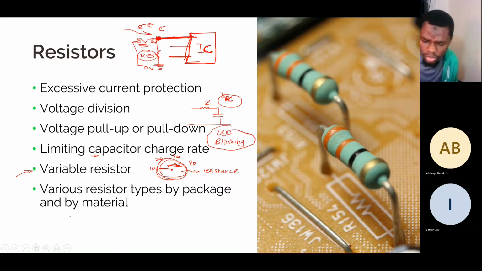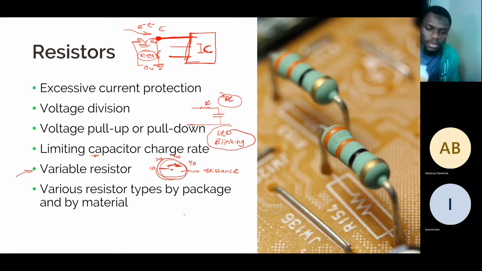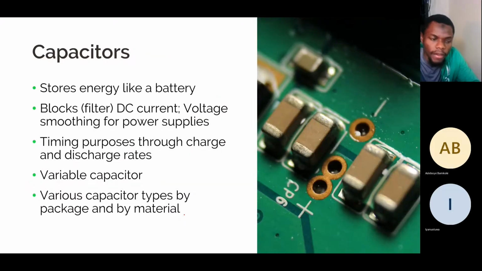I'm also going to recommend a book at the end. I have a copy of the book here. The name of the book is PCB Design and Layout Fundamentals for AMC. This book explains the types of resistors and the application use case for each type, and where you probably need to use a particular type of resistor. So that's important to know.